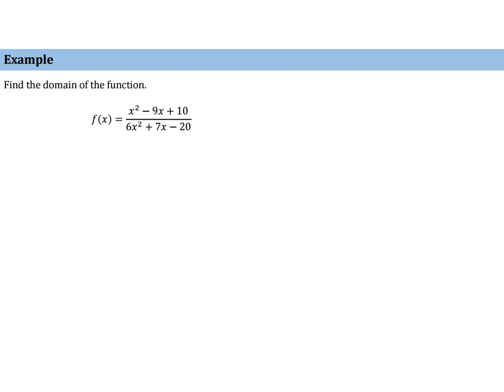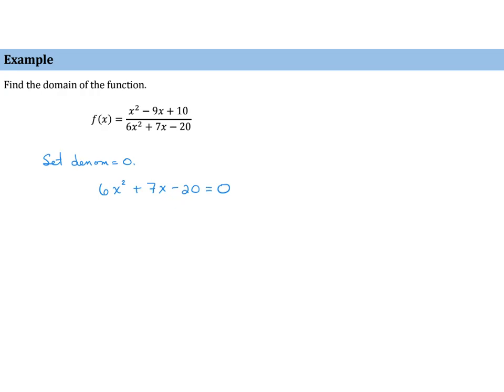So here we have a function and we want to find its domain. So notice we have a fraction, and in a fraction we don't want the denominator to be 0. So what we will do is let's set the denominator equal to 0. So we have 6x squared plus 7x minus 20 equals 0. Now, you should be able to solve this, so pause the video and check your algebra skills. See if you can solve this.